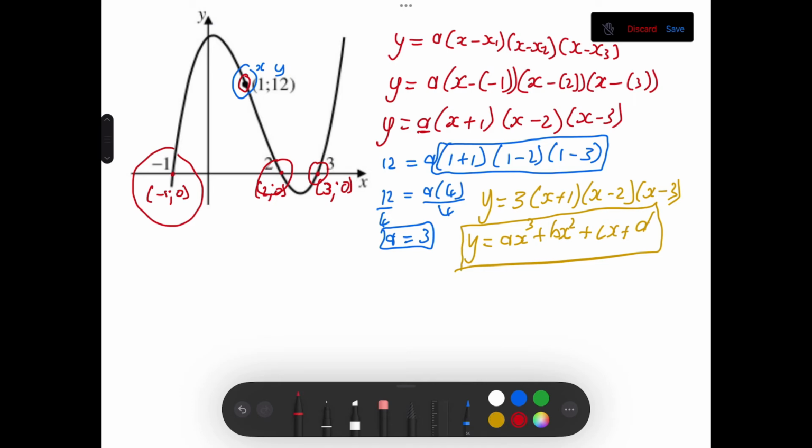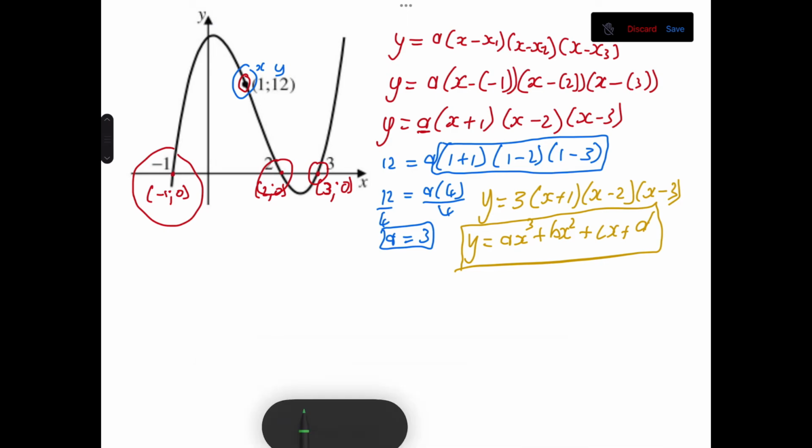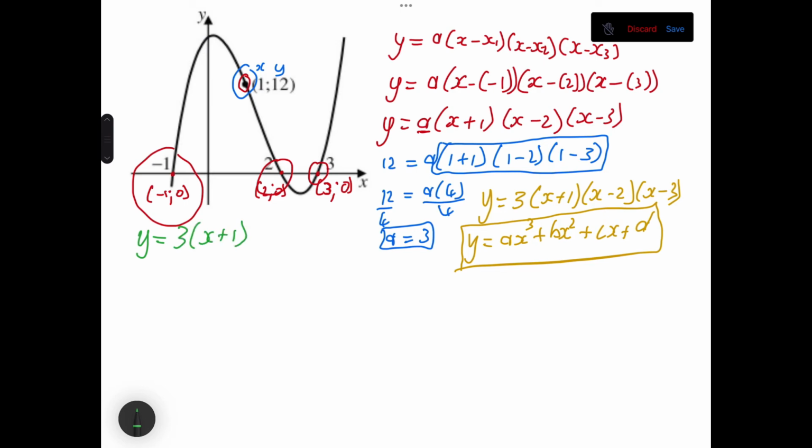They might also ask you to show that a is equal to a number, b is equal to a number, and c is equal to a number. So those are all the different ways of asking the same question. Okay, so let's try to write it in that form. Okay, plus 1, and then x minus 2, and then x minus 3. Okay, so I prefer to multiply out the back brackets first. So if I multiply it out, it's going to give me y equals 3 x plus 1, and then x squared minus 3x minus 2x plus 6. There we go.